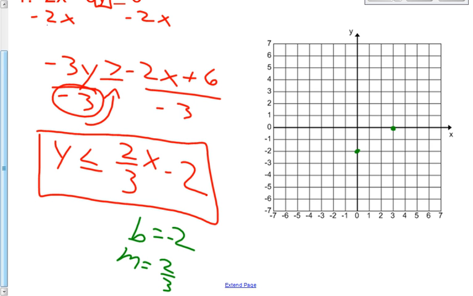So now I ask you this question, class. Is this going to be a solid line or a dotted line to connect these 2 points? Because it's less than or equal to, you're going to use a solid line. And please use a straight edge when you connect these 2 points.